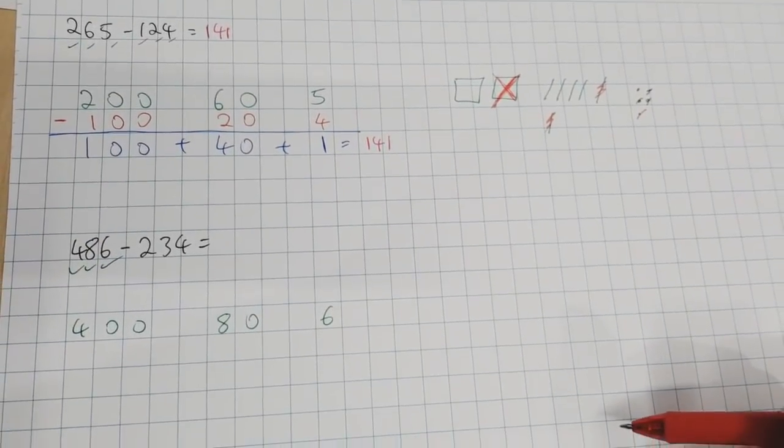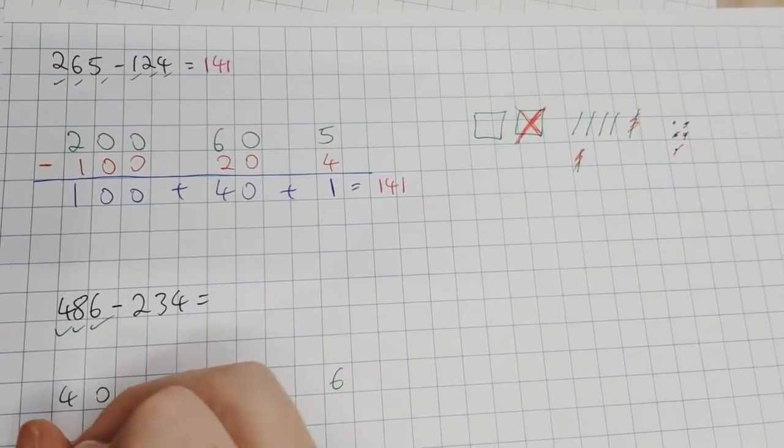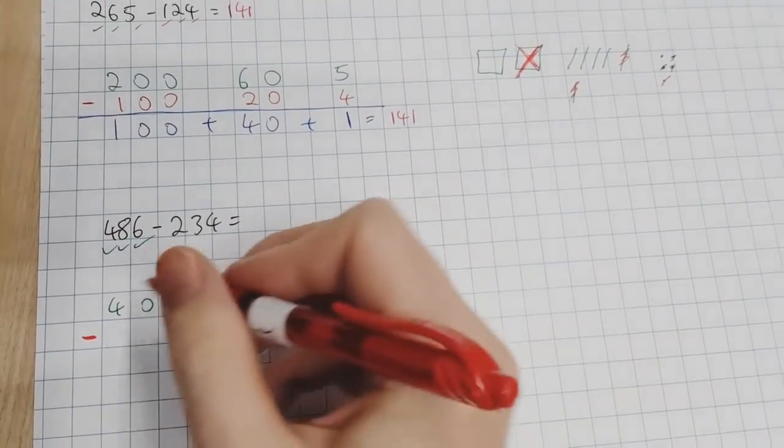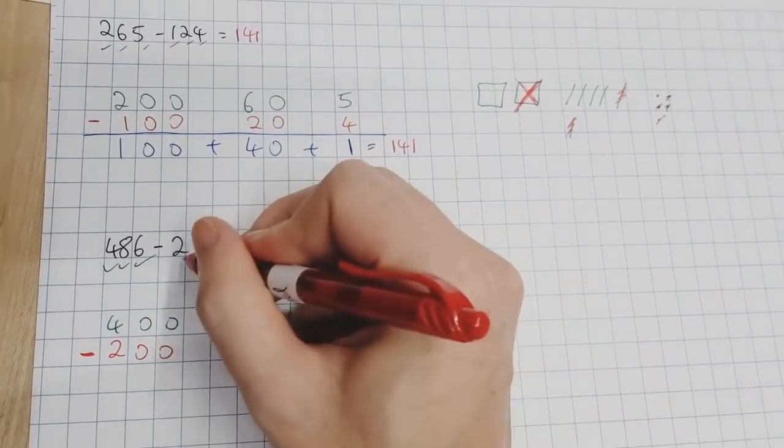Partition the second number that I'm going to be subtracting. I'm going to be taking this away from the other number. So put the sign there. I am subtracting. It's 230 and 4.